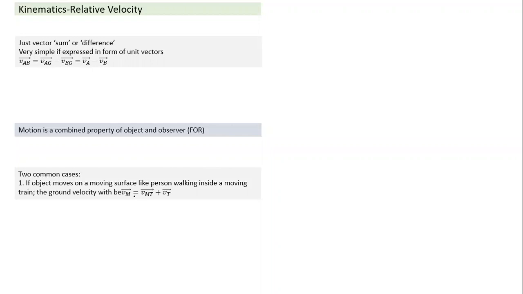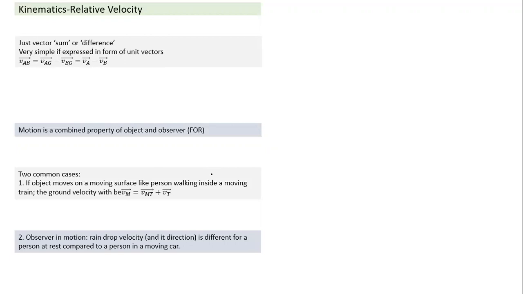So what is the purpose? The velocity of the man, we'll see it later. The velocity of the man is equal to the velocity relative to the surface he's walking on plus the velocity of the surface. Okay. That's one case, when the observer moves on a moving surface, its ground velocity is different. That's one type of case we'll look at.